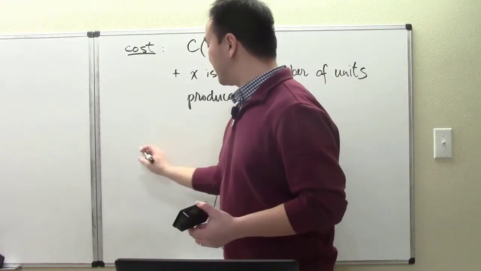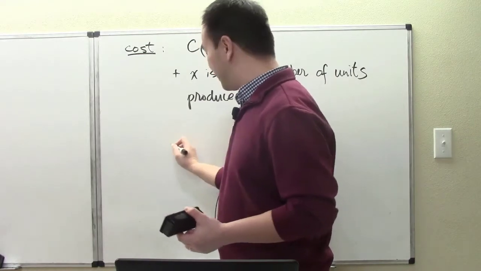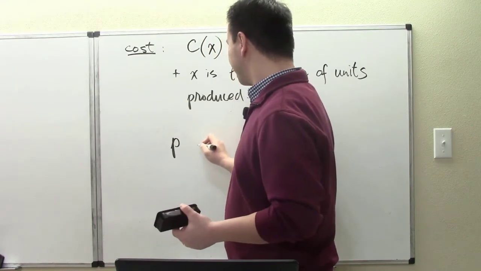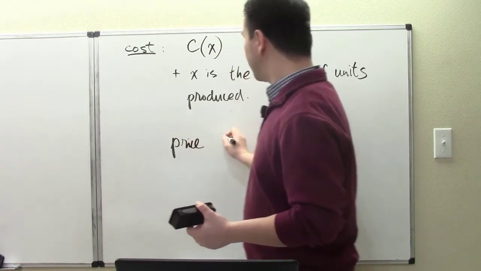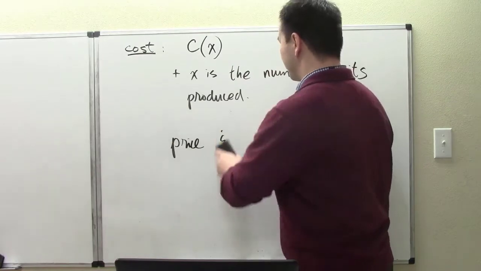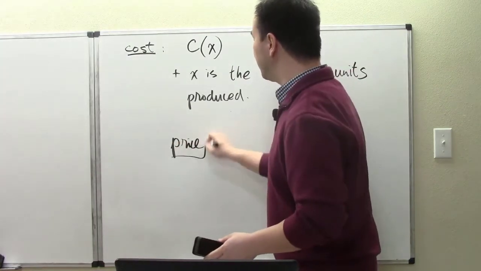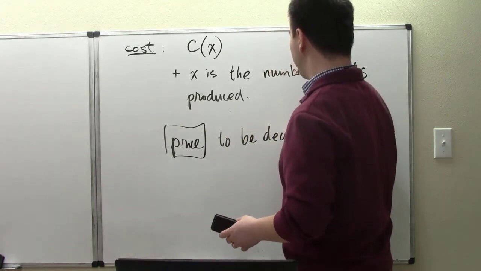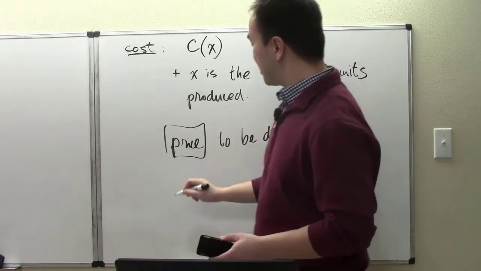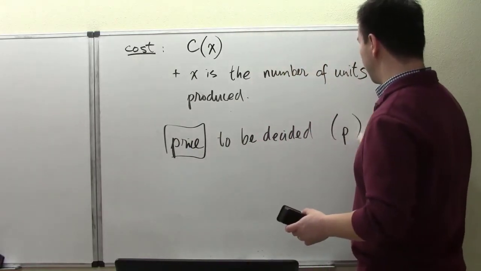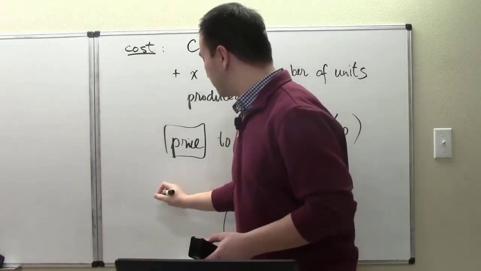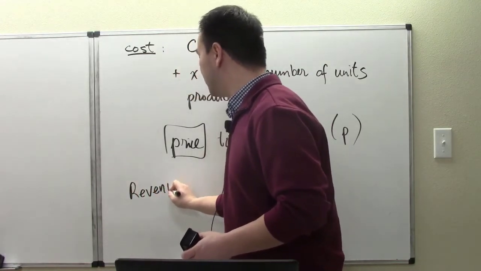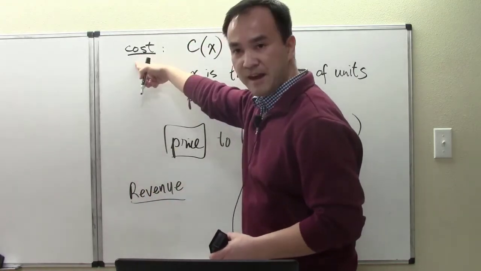But then after that, along the way, before you can sell, there's a relationship with price. There's a price that you need to decide. Price to be decided, and usually it's a lowercase letter p. And once you've decided a price, then we are selling your product away, and that comes to revenue, which is the second big step after cost.